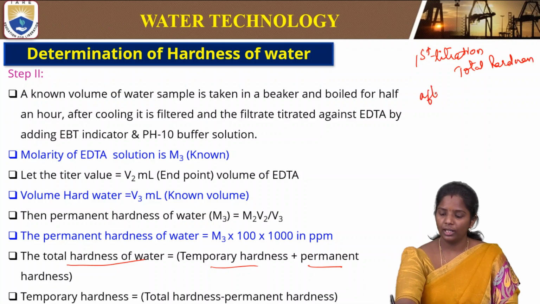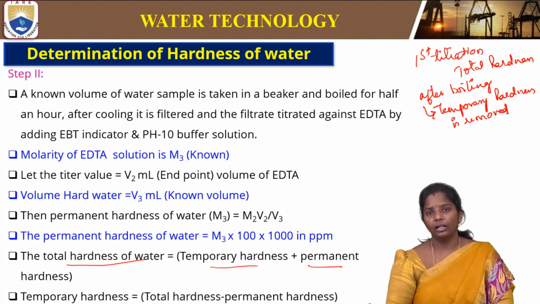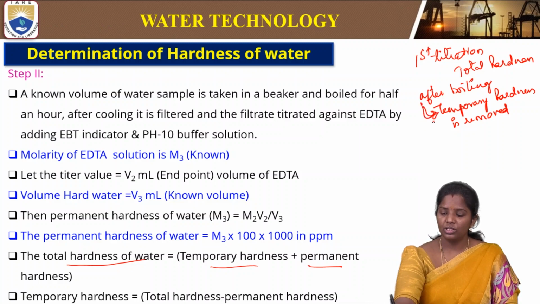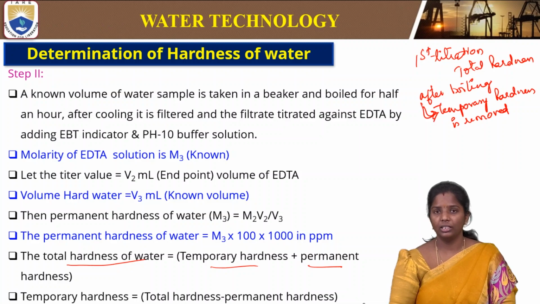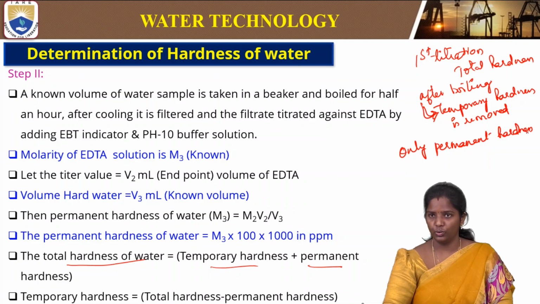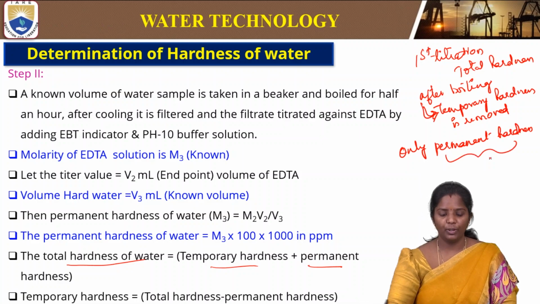So after boiling, what happens? After boiling, temporary hardness is removed, assuming that carbonates and bicarbonates are removed as carbon dioxide when it is boiled. So whenever we are using this hot water for the titration, it means only permanent hardness is present. Only permanent hardness is present whenever we are titrating the hot water or hot solution. So that is giving the permanent hardness.